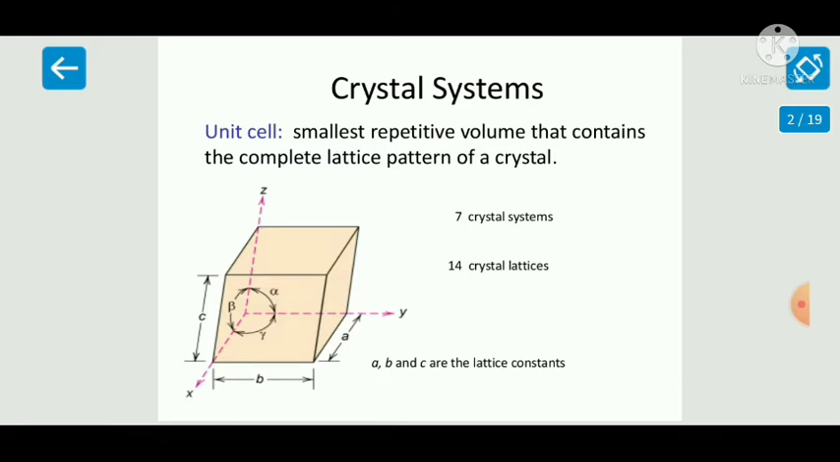To determine the crystallographic planes, we take the unit cell with a three-axis coordinate system. The unit cell is the smallest repetitive volume that contains the complete lattice pattern of the crystal. There are 7 crystal systems and 14 crystal lattices. See this picture: a, b, c, and the X direction, Y direction, and Z direction. The lattice constants are a, b, and c.